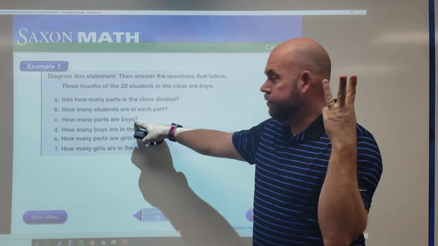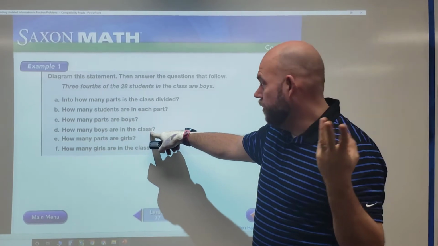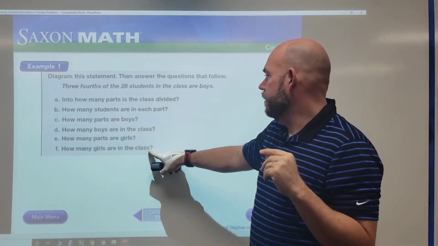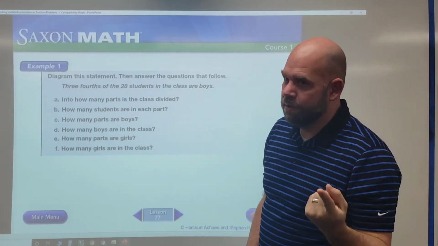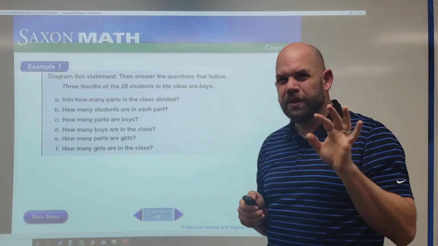How many parts are boys? 3. How many boys are in the class? 3 times 7 is 21, so we already know that. How many parts are girls? 1. How many girls are in the class? 1 part times 7 is 7. So we already can do this in our head, but sometimes it's really good to see it.